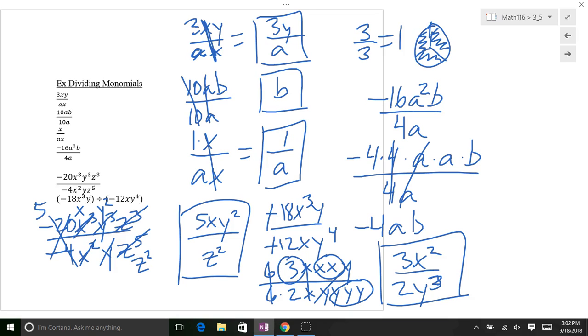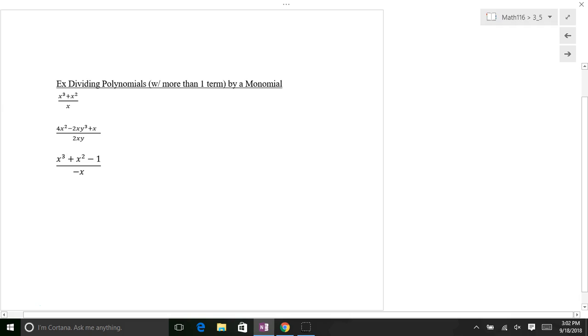So that's dividing monomials. Again, you've got one term on the top, one term on the bottom. This time we're dividing polynomials with more than one term by a monomial.